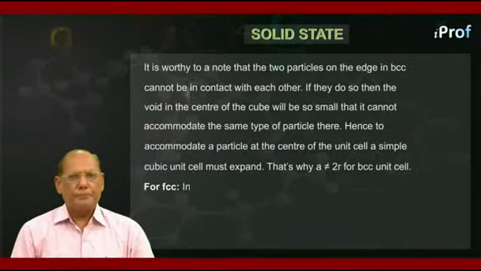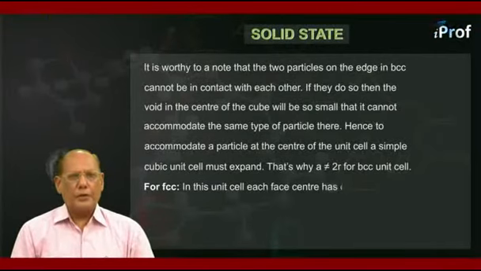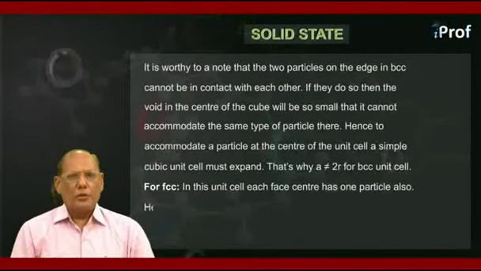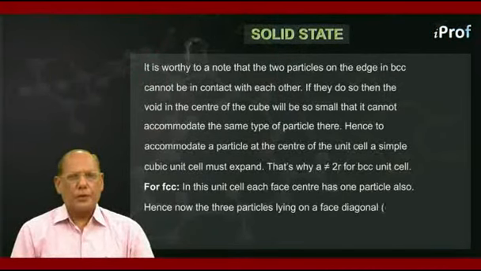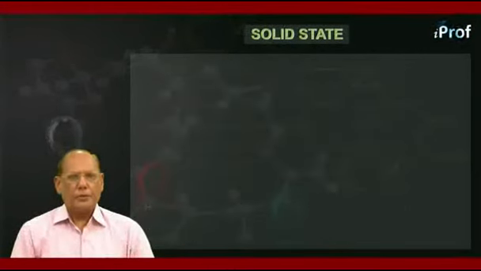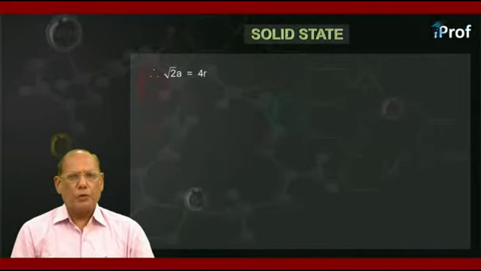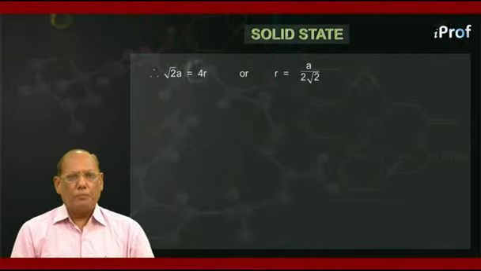For FCC, in this unit cell, each face center has one particle also. Hence now, the three particles lying on a face diagonal, whose length is root 2a, will be in contact. Therefore, root 2a is equal to 4r, or r is equal to a upon 2 root 2.